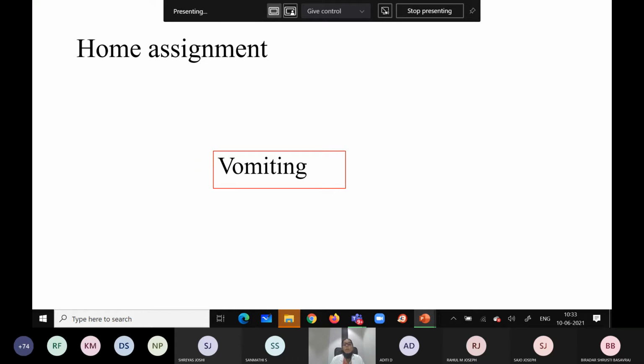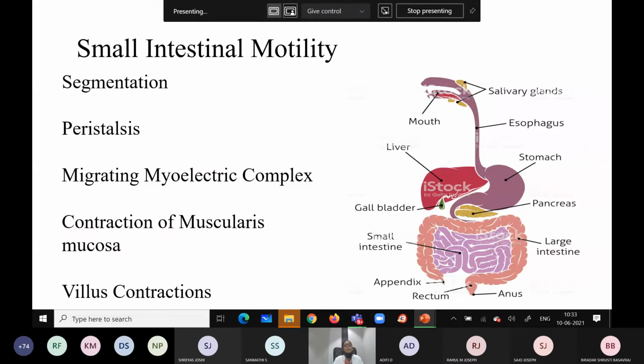Okay, into the esophagus and into the mouth, and vomiting occurs. So you make a detailed note of this. What is vomiting? What are the causes of vomiting? Okay. So this is your home assignment. Today's home assignment. Okay. Now coming on to the motility of small intestine.